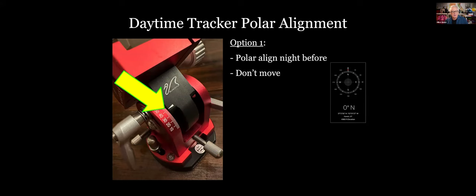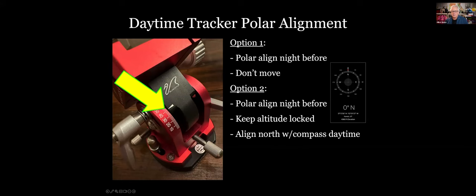The second option is you can polar align your tracker the night before, and this is option two, if I'm waking up in Austin and I need to drive 50 miles. What you can do the night before is still polar align the tracker and keep the altitude, the elevation, the same. You don't really move that. Then when you arrive at your shooting location, you just set up your tracker so that it's level and aligned facing north. You do that with a compass during the daytime. And that's good enough for an eclipse, in my experience and opinion, because we don't have to have lockdown precision.